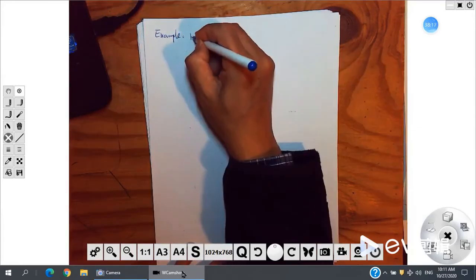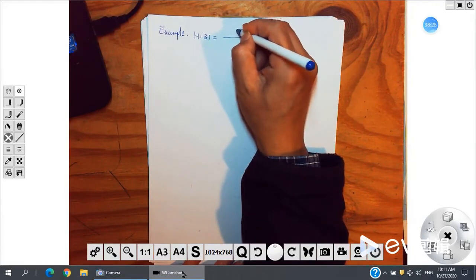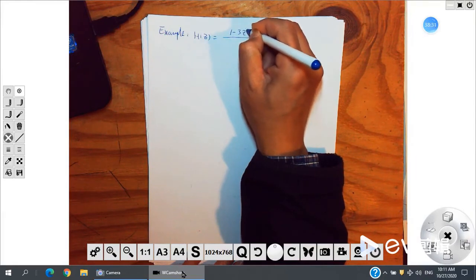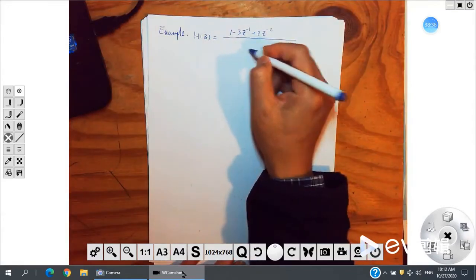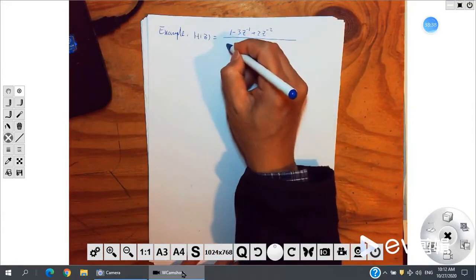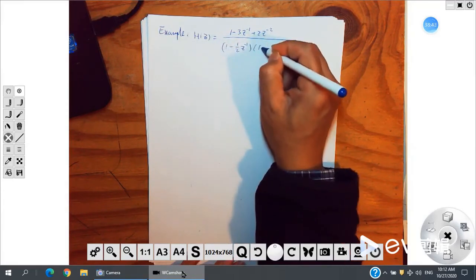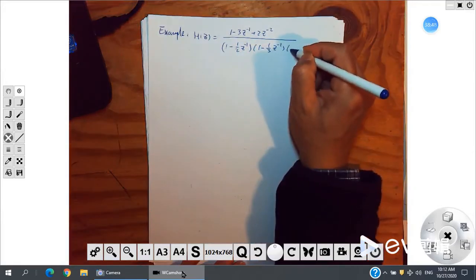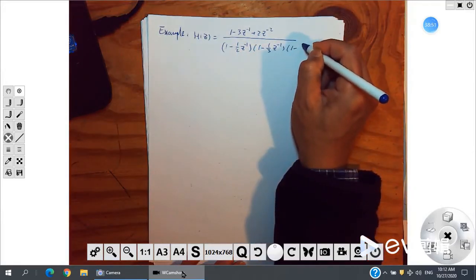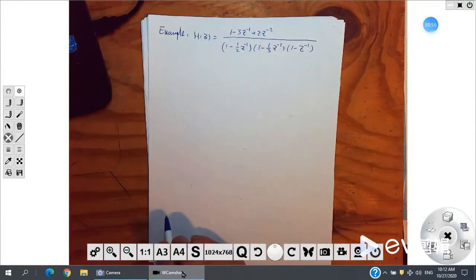I have H of z equal to, I use 1 minus 3z to the negative 1 plus 2z to the negative 2, and the denominator I use 1 minus 1 half z to the negative 1 times 1 minus 1/3 z to the negative 1, and 1 minus just z to the negative 1. Okay, we have H of z like this.